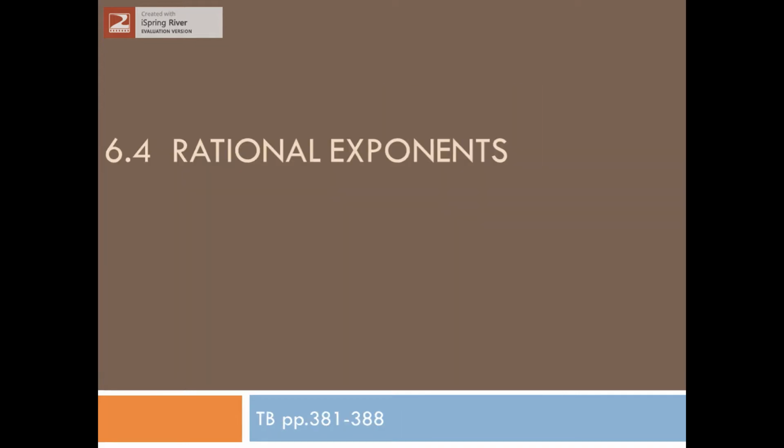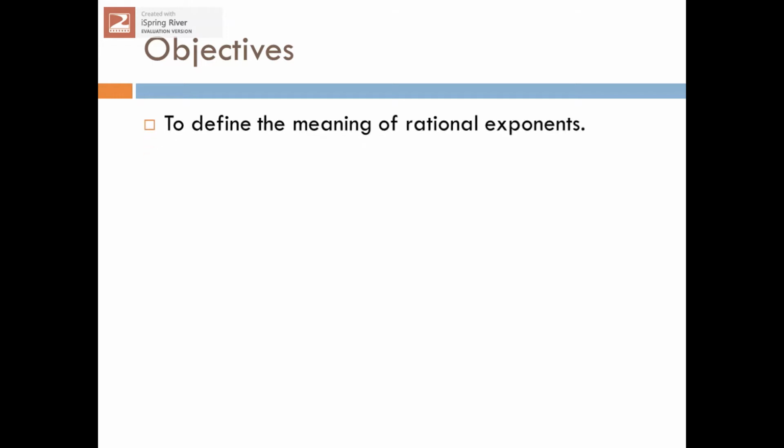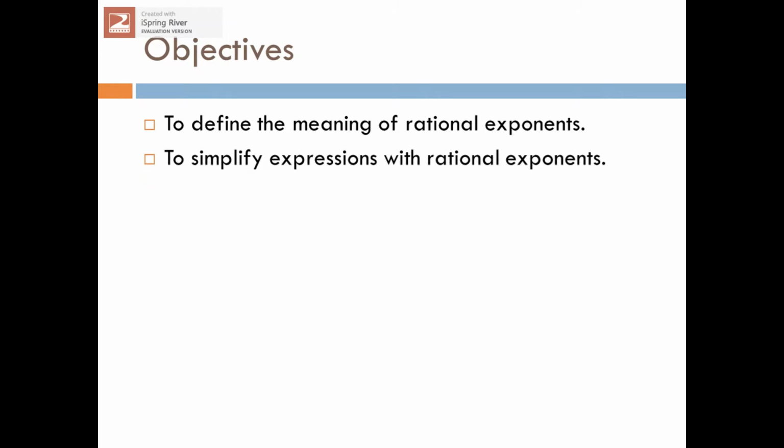Our topic for this week is about rational exponents. This is from your textbook pages 381 to 388. Before we start, I want you to prepare the following: your algebra textbook, your pen, and your copybook. These are our objectives: to define the meaning of rational exponents and to simplify expressions with rational exponents.